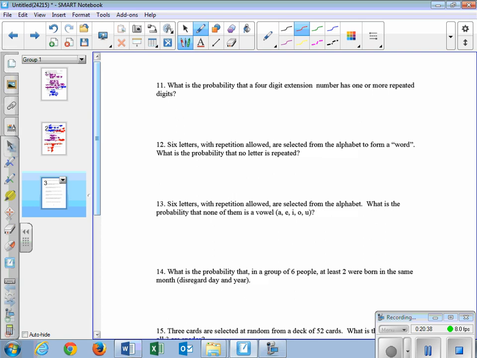Okay, this gets to the fun page. What is the probability that a 4-digit extension number has 1 or more repeated digits? Now again, this can get really complicated. You can have 1 repeated digit, 2 repeated digits. Is it going to repeat just twice or 3 times or 4 times? It gets really complicated. So I'm going to do 1 minus no repeats.